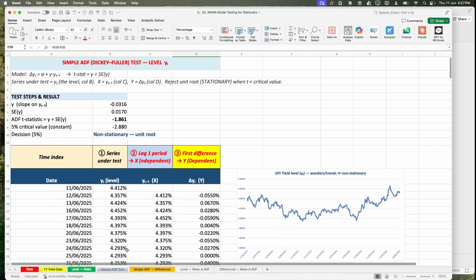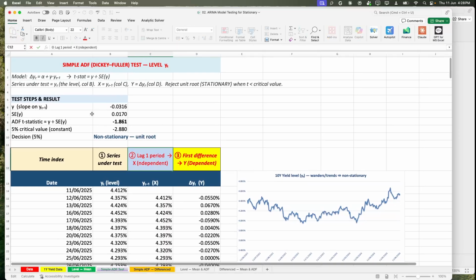This is the original data, the time series with its time index. The first step is to take the lag, that means shifting one step downwards. The second is to find the difference, which is called the first difference. This becomes your y variable, and this lag becomes your x variable.